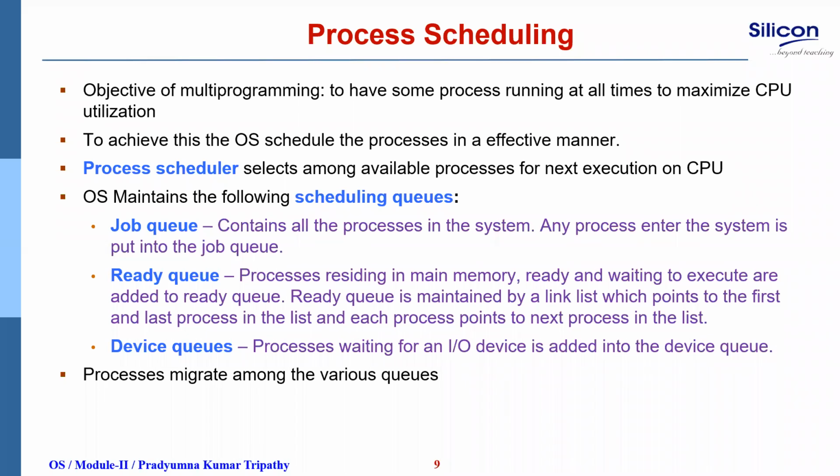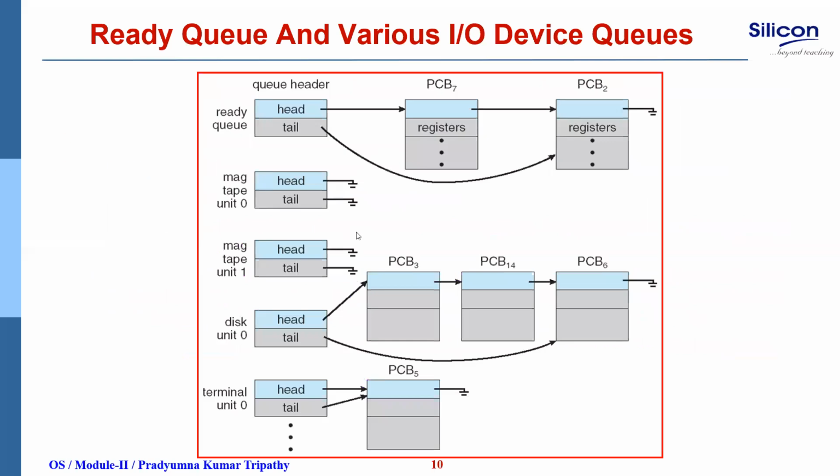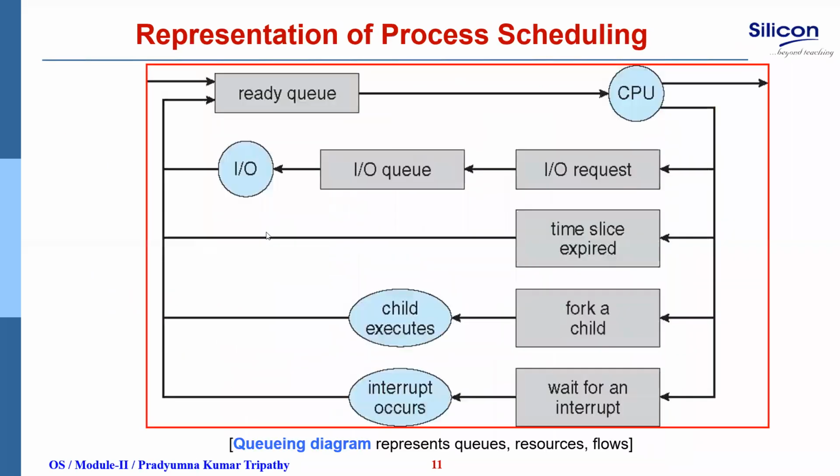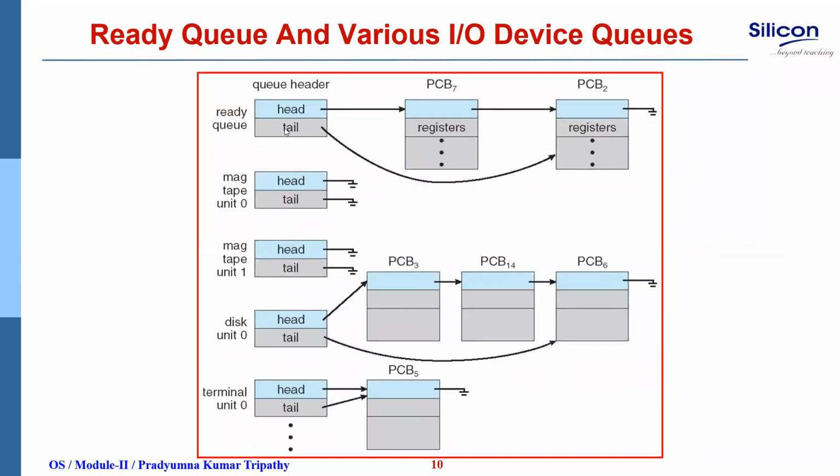The ready queue is maintained by a linked list which points to the first and last process in the list, and each process points to the next process in the list. So it is like this. Suppose this is the ready queue, you can see over here. This is the ready queue.